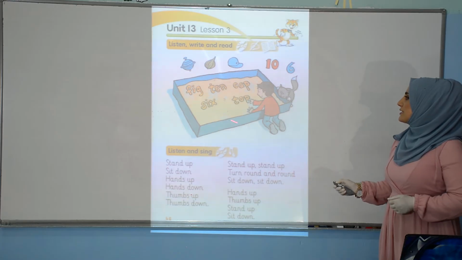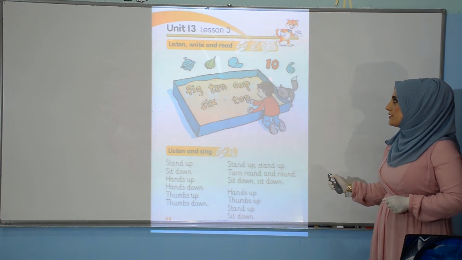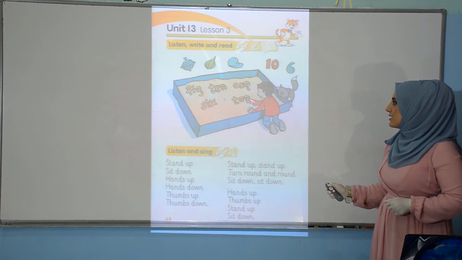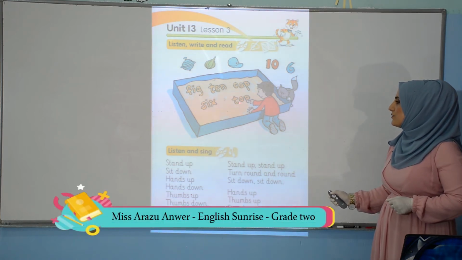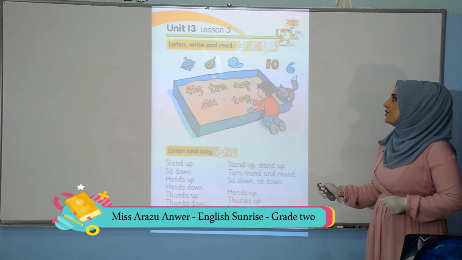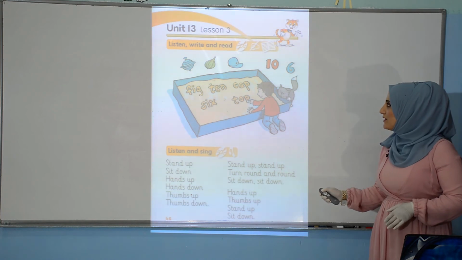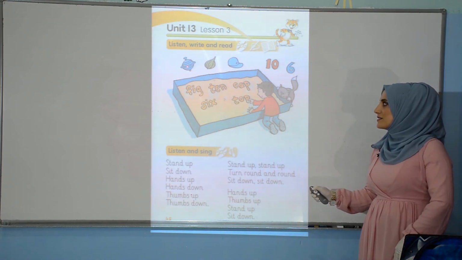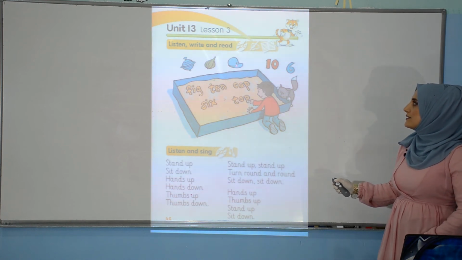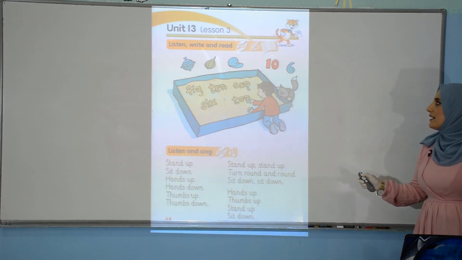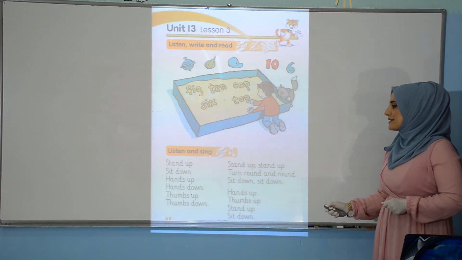Ten. Okay students, look at this boy. This boy is writing the names of these objects, okay? Look, here they are. Fig, ten, cap, six, and also top, okay? You have to know how to write the names of these objects because it is very simple. Okay students, for example, what is this? It's a top, and it's a fig. It is a cap. It is a ten. It is a six.